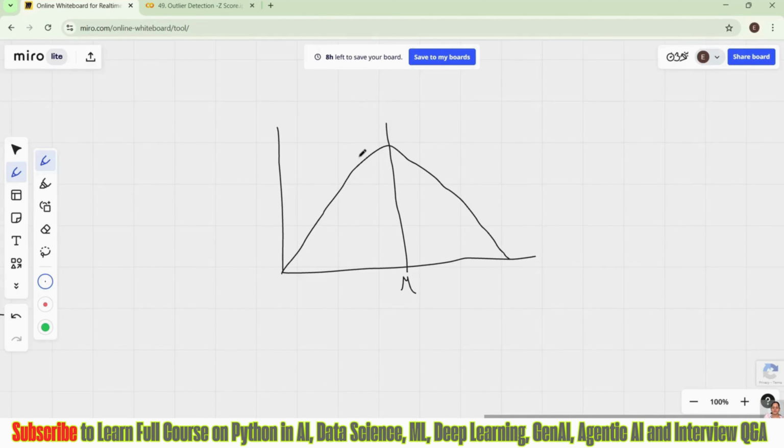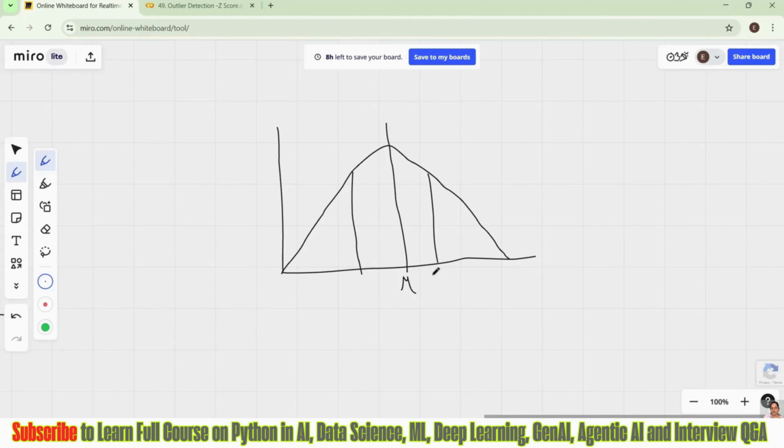When I explained earlier, there were the 68% and 99.7% figures, right? All of those are nothing but standard deviations, guys. So the first standard deviation will come here. This is the first standard deviation.